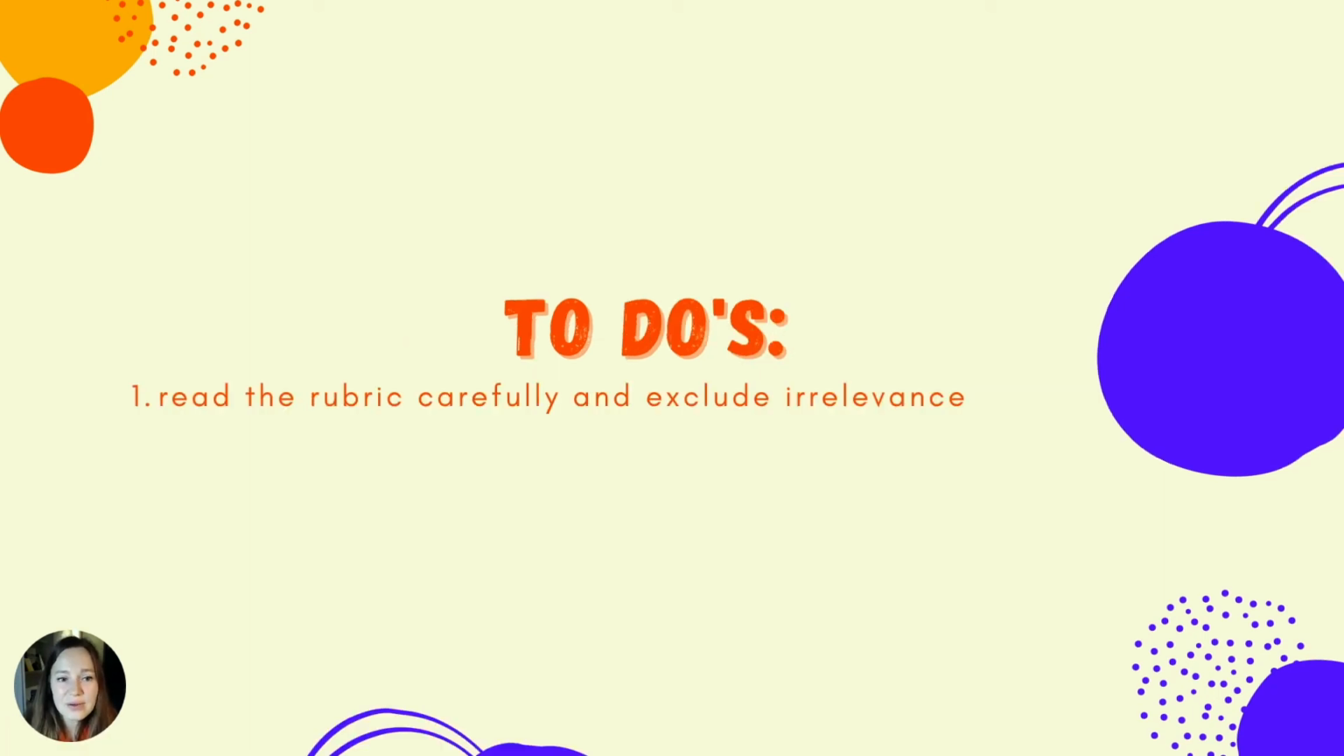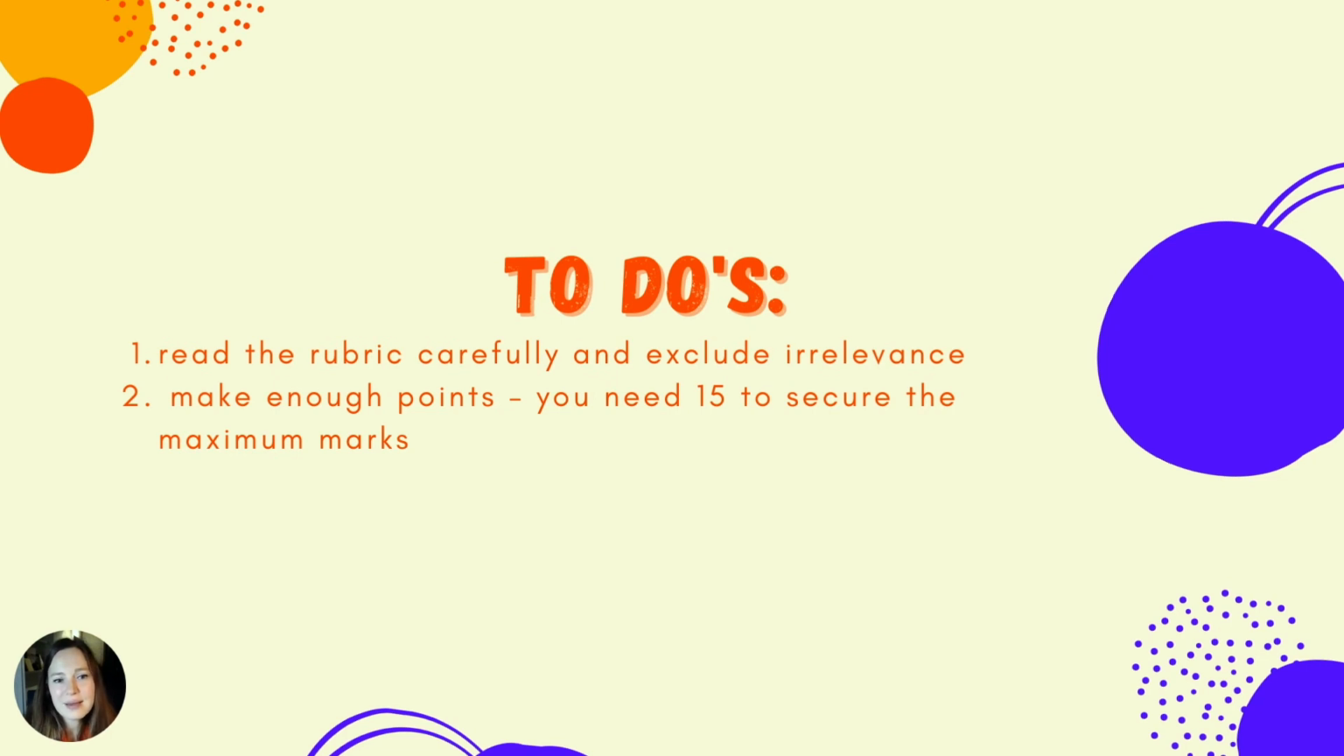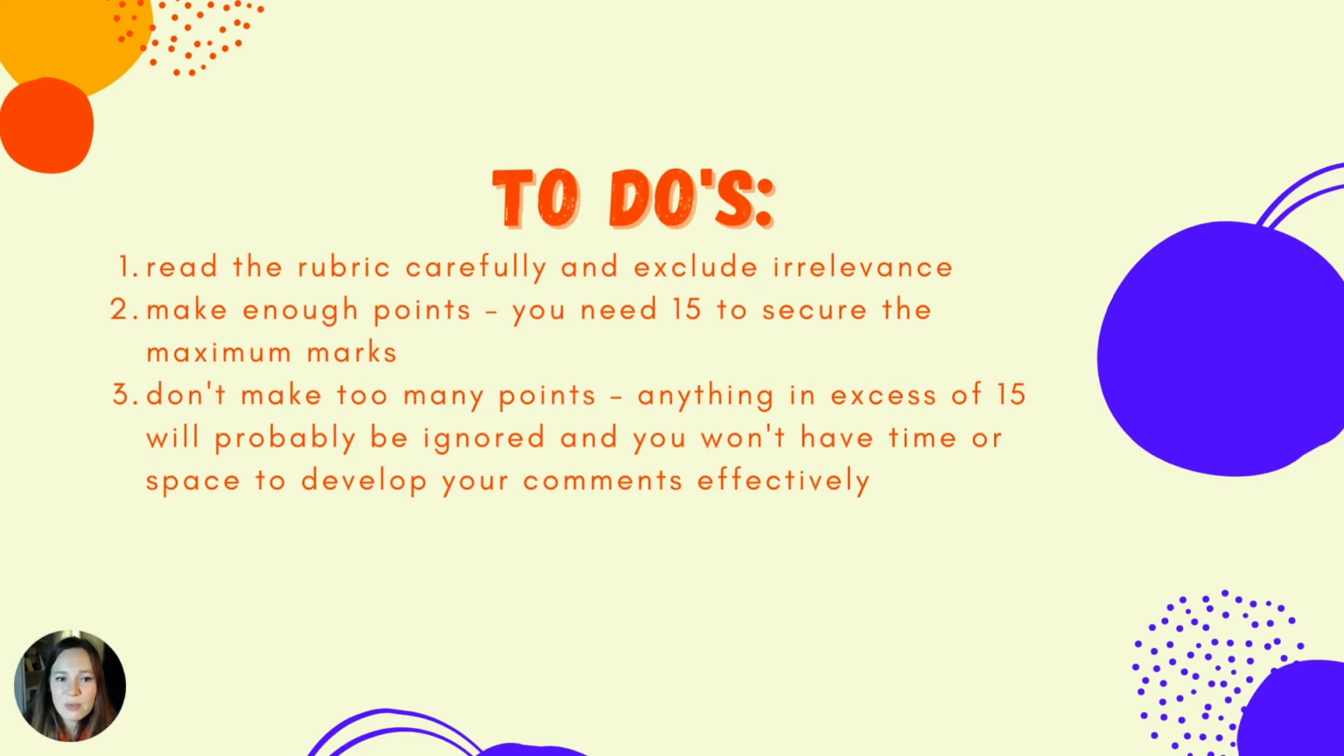And now let's have a look at the to-dos. The first to-do is read the rubric carefully and exclude irrelevance. The second to-do is make enough points. You need 15 to secure the maximum marks. The third tip would be don't make too many points. Anything in excess of 15 will probably be ignored. You won't have enough time or space to develop your comments effectively.